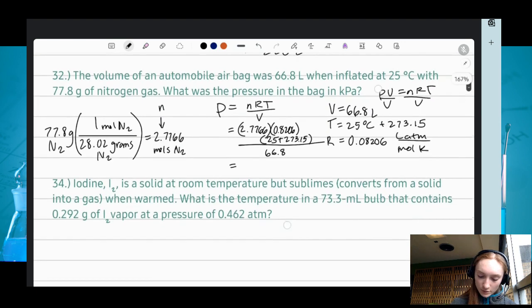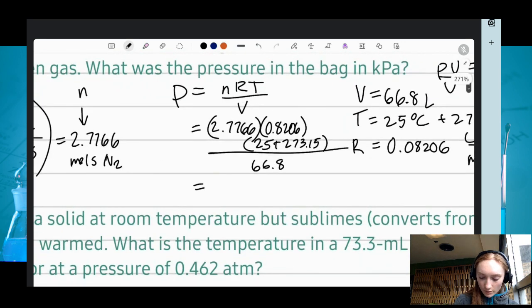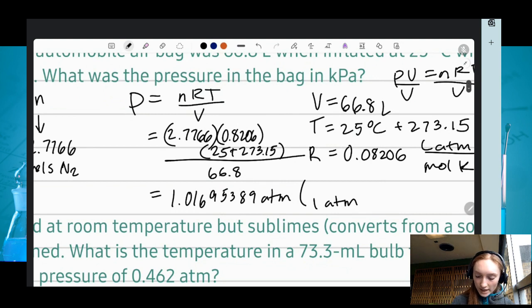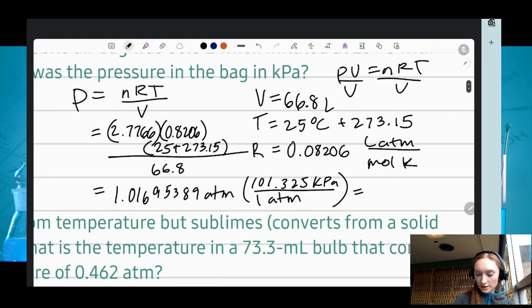Okay, let's put down the answer for pressure. What we are doing right here is getting the answer in atmospheres. So now we will need to convert it to kilopascals. For every 1 atmosphere, we convert to kilopascals, which is 101.325 kilopascals. So that is the conversion between those two units. So we will get a final answer of 103 kilopascals.